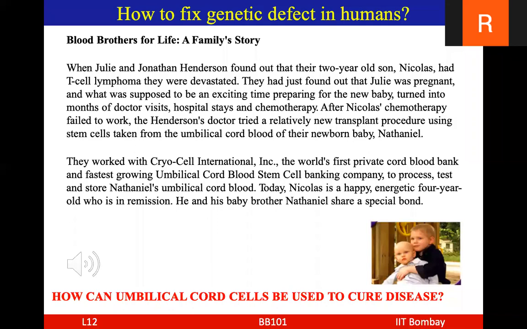And now Nicholas is a happy, energetic 4-year-old who is in remission. Remission means cancer-free. He and his baby brother Nathan share a special bond. So basically, imagine the stem cells from the newborn that saved the life of the previous sibling. So what are these stem cells? How do they fix the genetic defect? Stem cells have a lot of regenerative capacity, and they can fix those genetically defective cells. You can get rid of those genetically defective cells and use stem cells to regenerate that particular body part, in this particular case, blood.